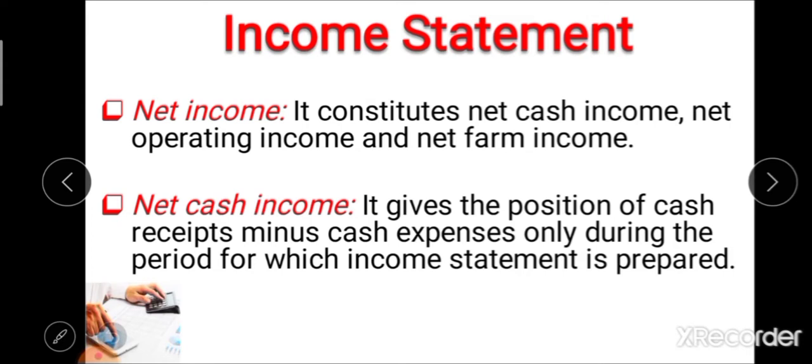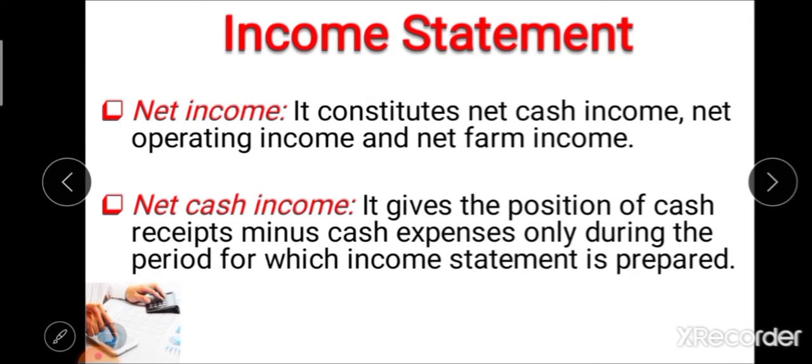So the net cash income gives the position of cash receipts minus cash expenses only during the period for which the income statement is prepared. This difference between receipts and cash expenses during the period of the income statement is known as net cash income.